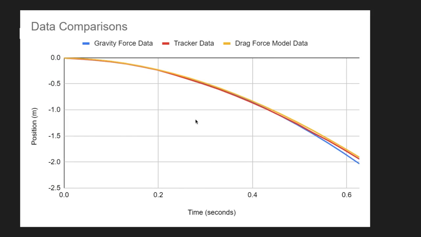When we compare our Tracker data to our different GlowScript models, we can see that clearly the drag force model was the best predictor of our Tracker's data, while the gravity force model, not accounting for drag, went much lower than the others.